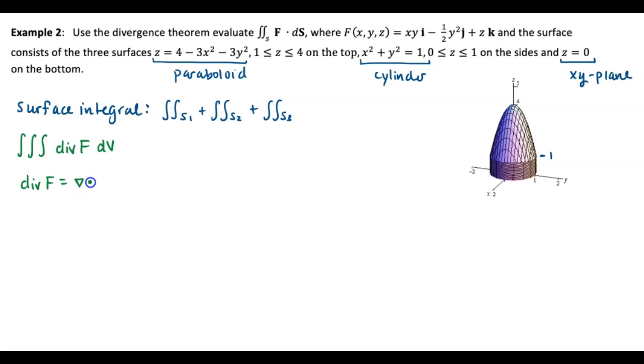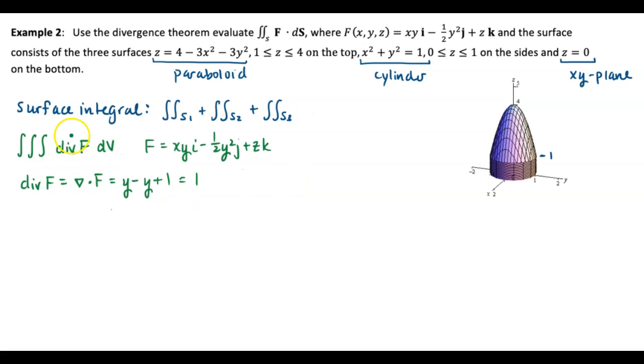which is just equal to del dot f, and we've got f being equal to xy i minus 1/2 y squared j plus z k. So just taking each of these partial derivatives. Partial of xy with respect to x is y. Partial of negative 1/2 y squared with respect to y is negative y. Partial of z with respect to z is 1. And so again, we're just left with 1.